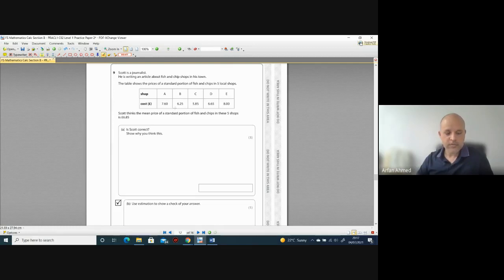Okay, so we've got 5 shops. Scott thinks the mean price of a standard portion of fish and chips in these 5 shops is £6.85. Is Scott correct? So there's your keyword, mean. We need to know what that is. So you have to add them all up and divide by how many you've got. So let's do the total over how many. That's the formula. Well, you can call it a formula if you want. That's the way you work it out.